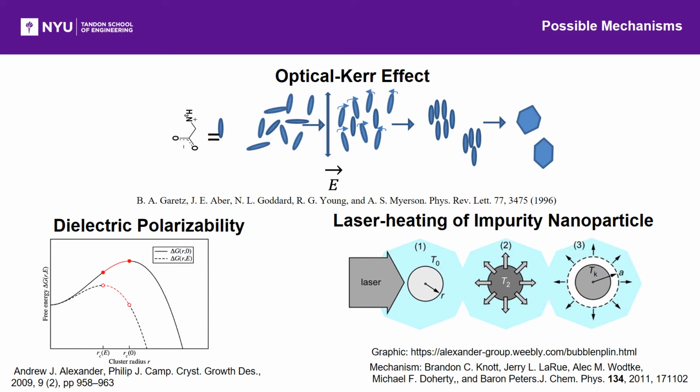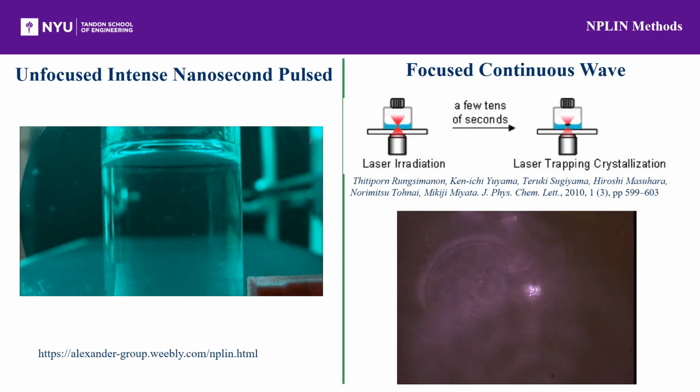Similarly, Dr. Alexander et al. reported that it's probable the laser itself is adding energy into the system so that subcritical clusters can become supercritical clusters and nucleate. Finally, Dr. Nod et al. reported laser heating of impurity nanoparticles, or basically that no matter how pure your solution is, there will always be impurities that will be superheated by the laser, thereby causing nanobubbles, and these nanobubbles act as heterogeneous nucleation sites.